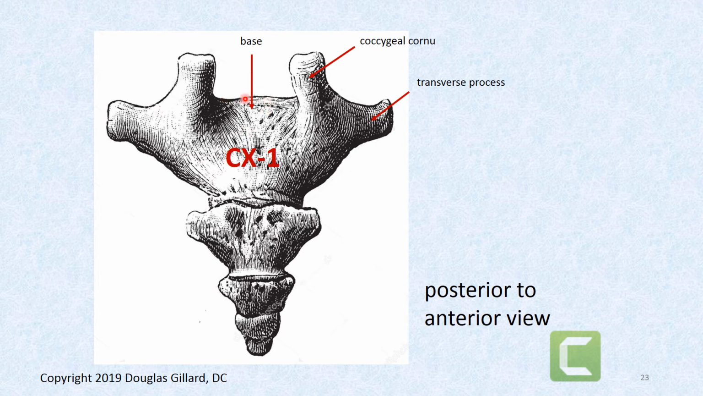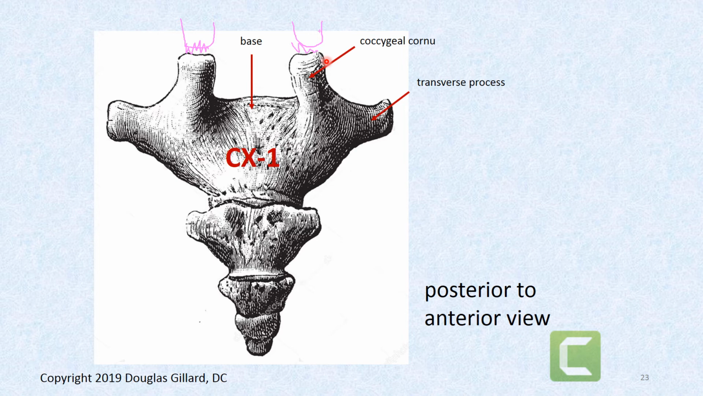We can see some weird things sticking out of it. There's a base up here. We can see it better in a different view. But here's the coccygeal cornu right here. Cornua is plural. The little horns that stick up. Guess what? There's sacral cornua that come down like this. And these connect. There's a ligament, intercornual ligament, that connects these together.